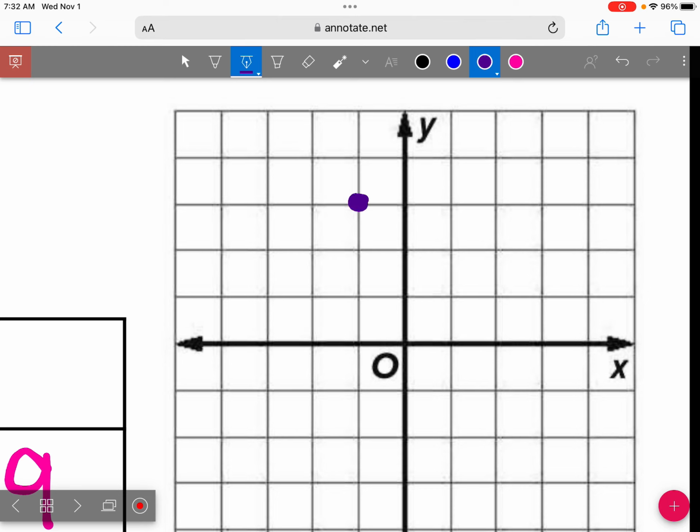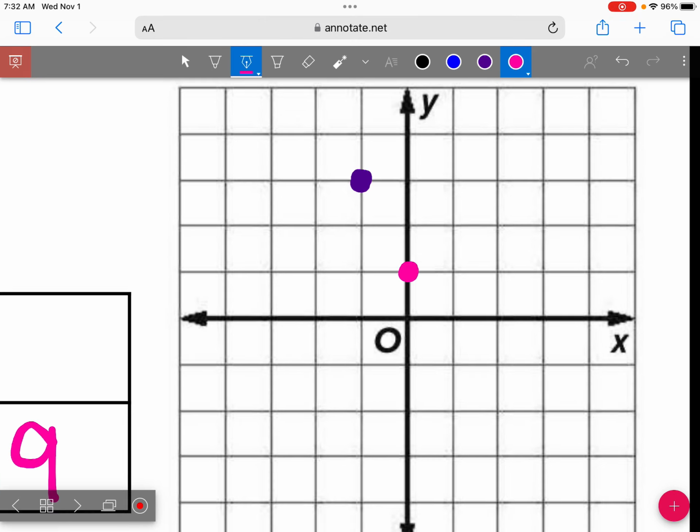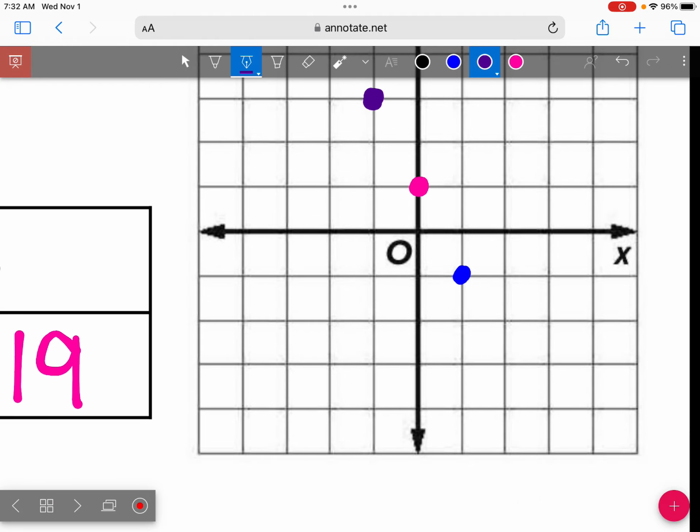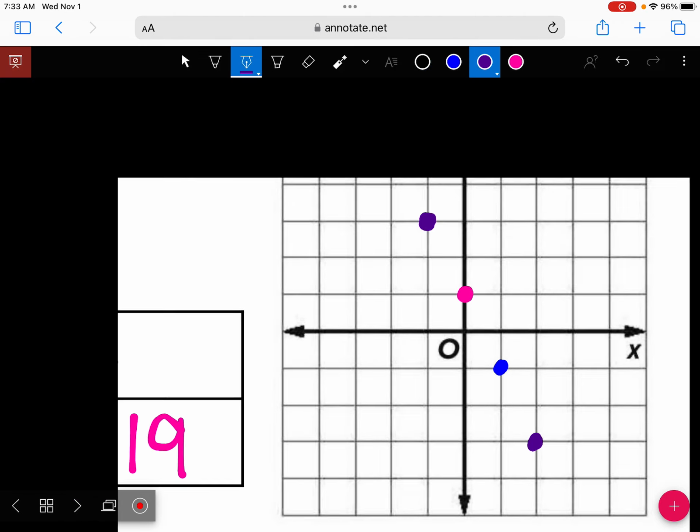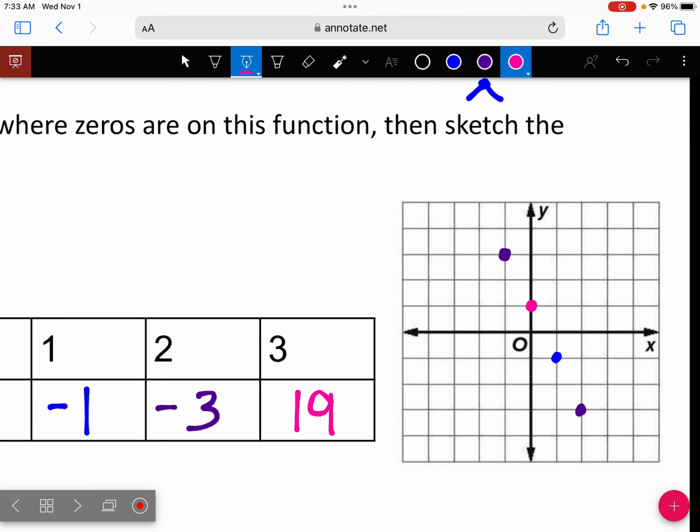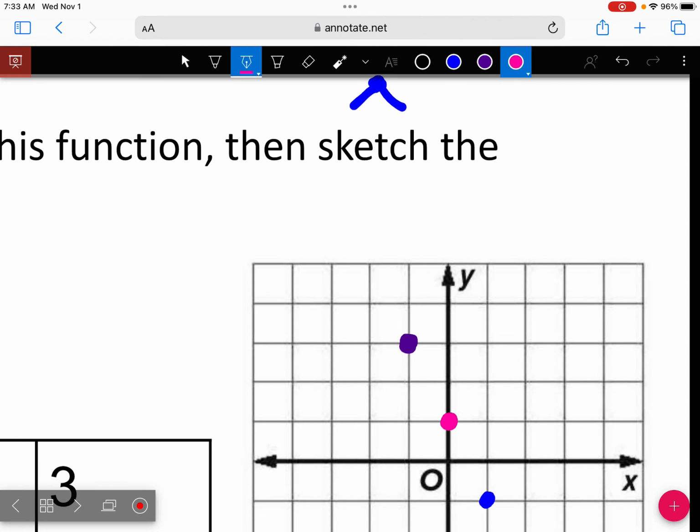Negative 1, 3, 0, 1, 1, negative 1, 2, negative 3, and 3, positive 19. So again, way up there.